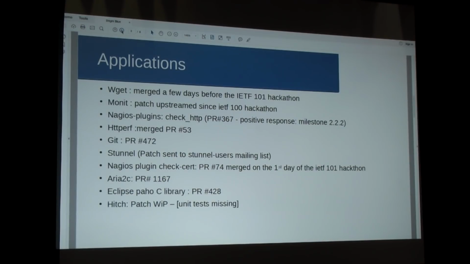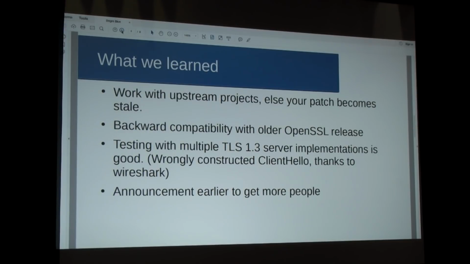And then there's another tool known as OYA2C, which is an HTTPS downloader. And then the interesting one is Eclipse Paho. It's basically an MQTT library, and it lacked TLS 1.3 support, so it would go only up to TLS 1.2. It's used for machine-to-machine communication. And then there's Hitch, which is basically a TLS proxy. The patch is still work in progress.